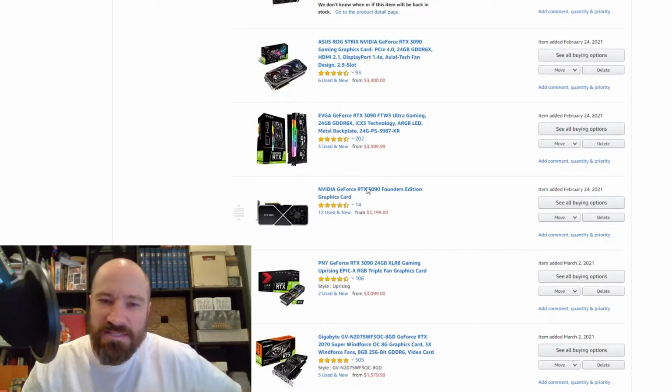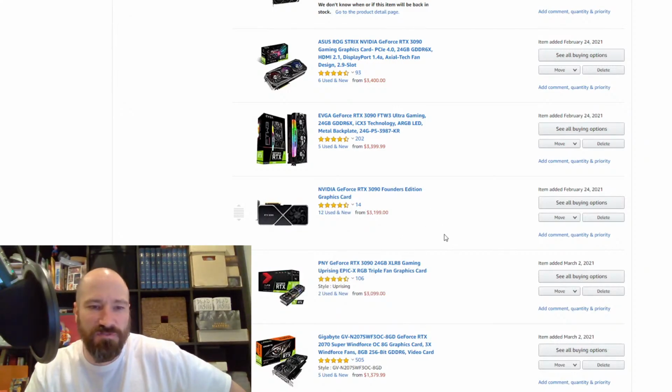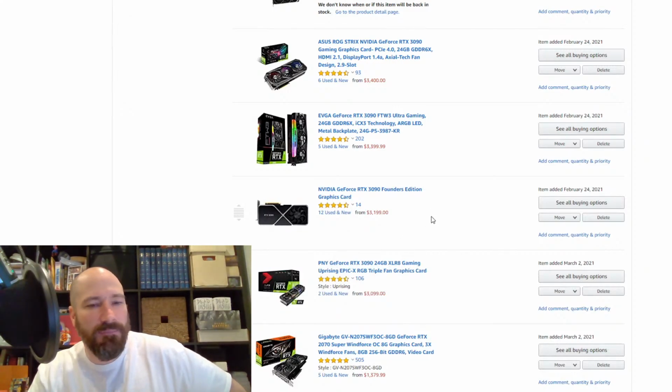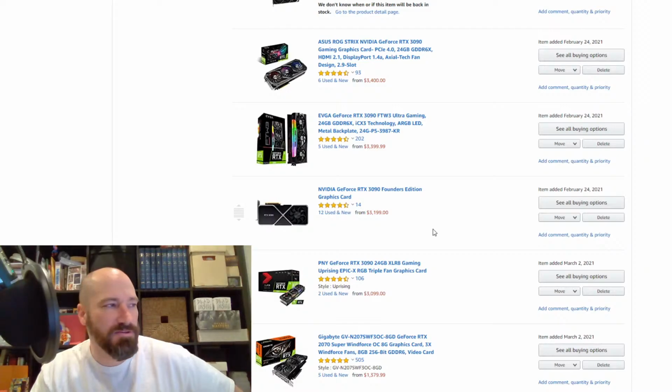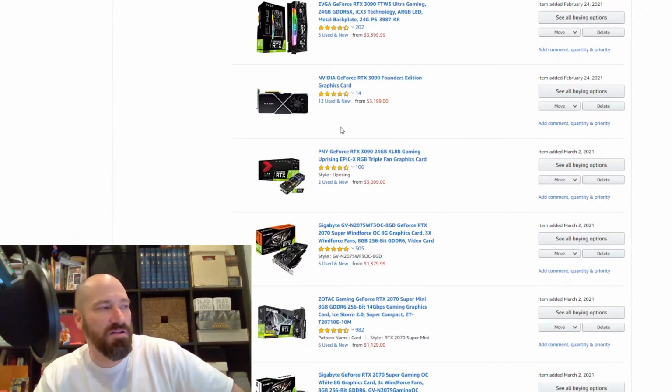Does anybody know anything about Founders Edition? I've heard people complaining about Founders Editions for rigs. They get too hot, they're too long, they're too this, they're too that. Just let me know if you know anything about Founders Editions, because they're usually readily available. Of all the things that aren't really available, the Founders Edition is usually available.